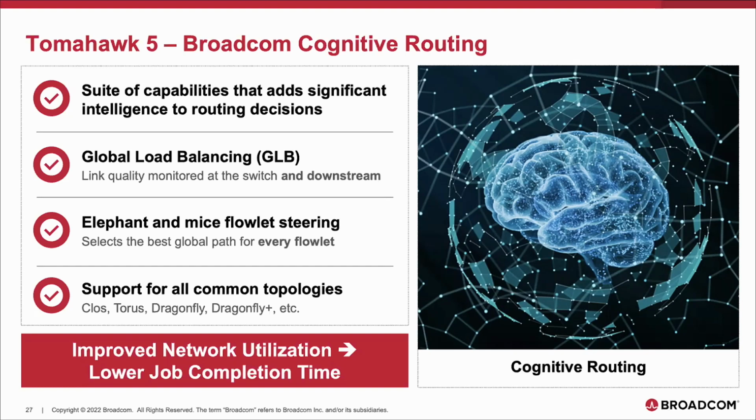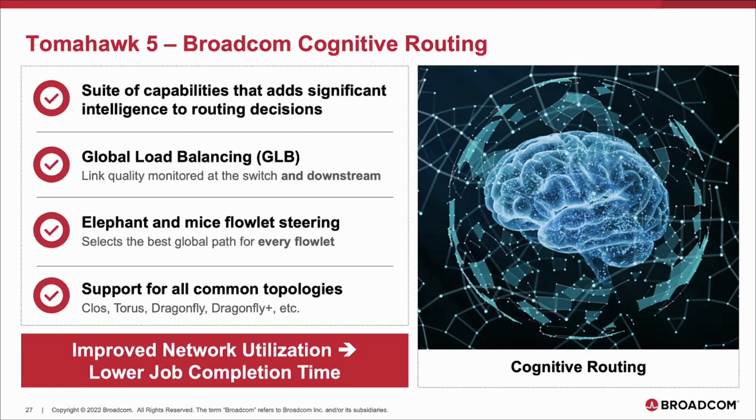What we can do here is actually take data from downstream, and we can feed that into the upstream switches. So now those upstream switches know the quality of the path throughout the network. So when it's making its load balancing decision, again, it's not just based on a hash. It's not just based on local link quality. It's also looking at the total path quality through the network.